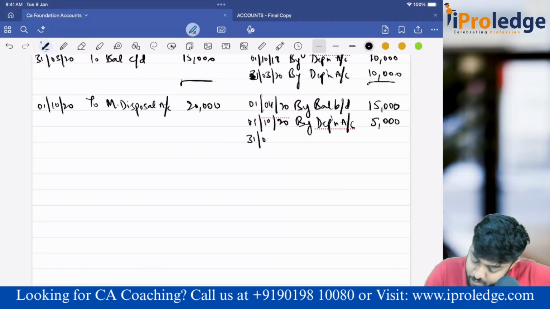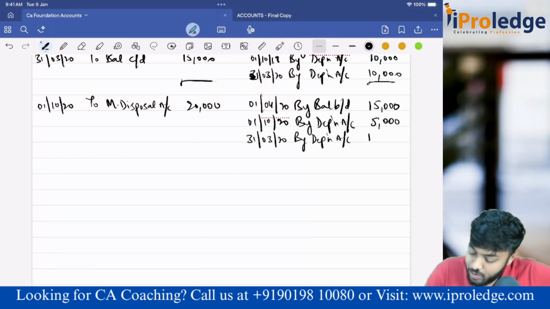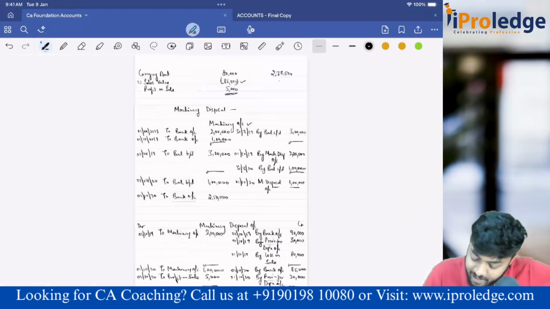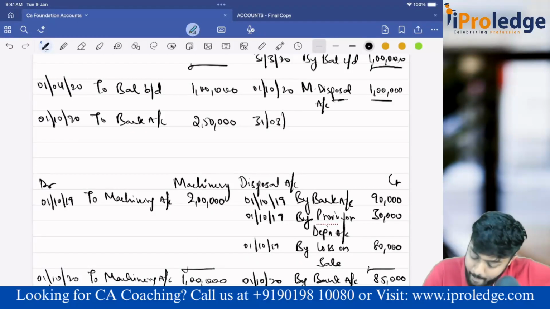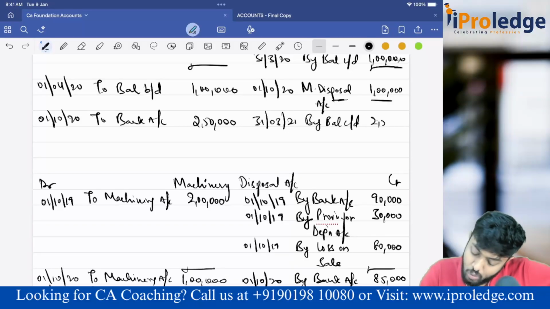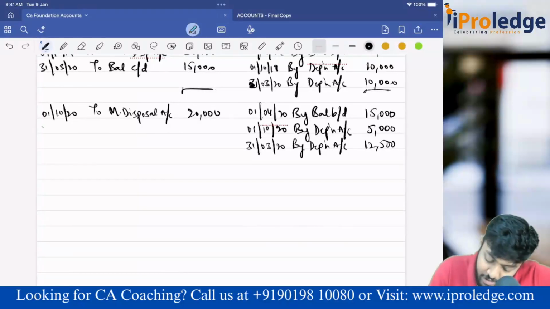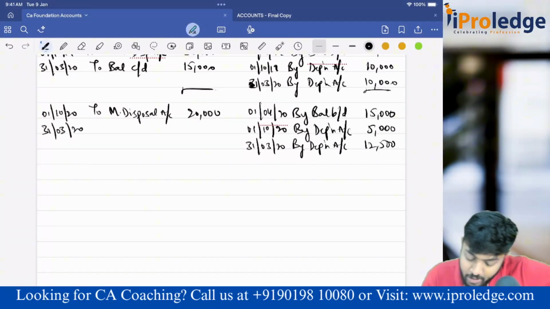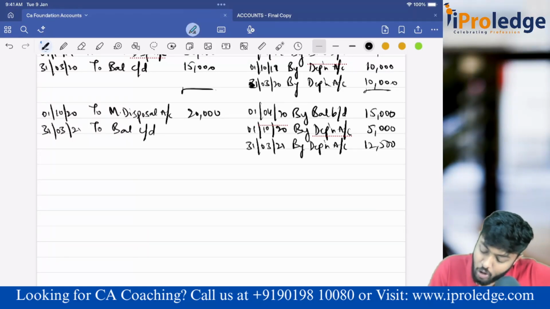So 31-3-20 by depreciation account. It is how much? 12,500. Now let's start balancing everything. So first 31-3-21, I'm first closing machinery account, by balance carried down. How much? 2,50,000. So this is closed. Machinery disposal is already closed. This we have to balance. 31-3-21, balance carried down. How much? It is 12,500.